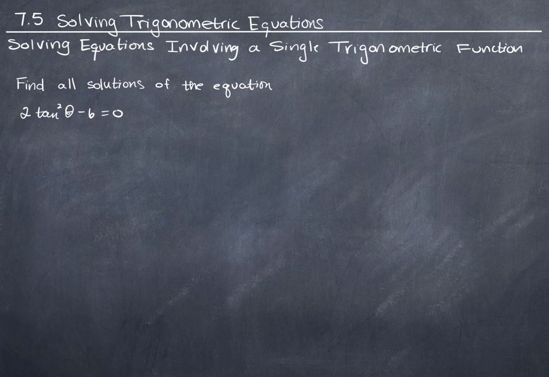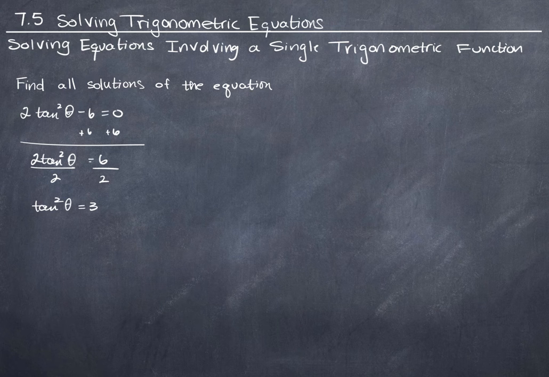All right, let's take a look at another example. The instructions here say to find all solutions of the equation, and that's all solutions. There's no domain restriction given anywhere. Find all solutions of the equation 2 times the tangent squared of theta minus 6 equals 0. Once again, I'm going to try to isolate this. I'm going to try to get it down to tangent squared. First of all, I'm going to add 6 to both sides, which gives me 2 tangent squared of theta equals 6. Then I'm going to divide both sides by 2, which gives me tangent squared of theta equals 3.